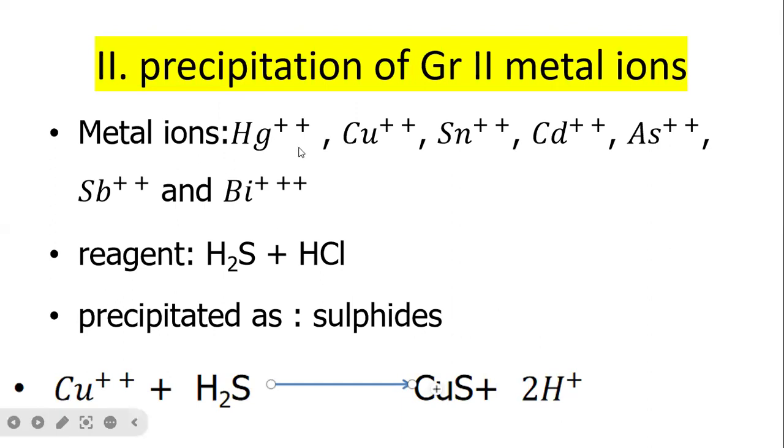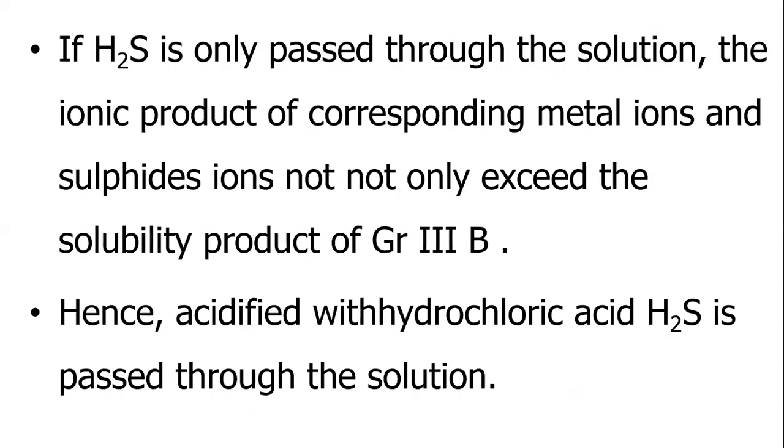Precipitation of group second metal ions: mercuric, copper +2, lead +2, cadmium +2, arsenic, antimony, and bismuth. In this precipitation, hydrogen sulfide is added and they are precipitated as sulfides, for example, cupric sulfide. If hydrogen sulfide is only passed through the solution, the ionic products of the corresponding metal ions and sulfide ions exceed the solubility product not only of group second but also of group third B. So the solution is acidified with hydrochloric acid and H2S is passed through the solution.